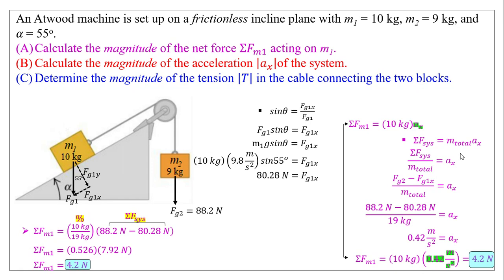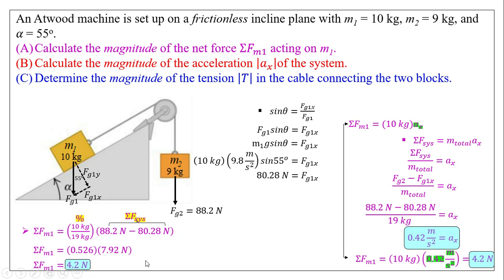All right, so let's do part B. Part B asks us to calculate the magnitude of the acceleration of the system. Actually, as a matter of fact, we just found it already. By using the second strategy to find the net force of m1, we actually had to find the acceleration of the system. So therefore, I'm just going to box this and highlight it. The answer for part B is 0.42 meters per second squared.